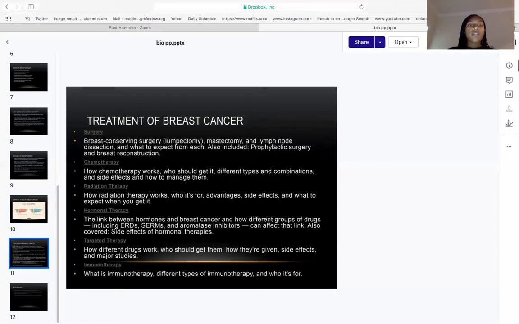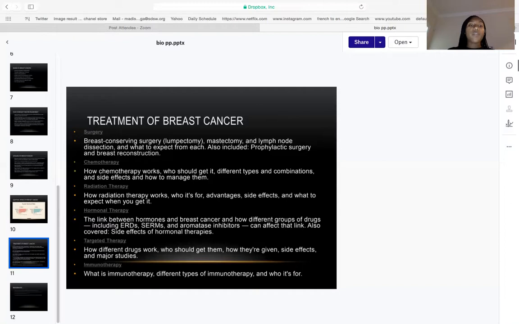Treatment of breast cancer. Surgery, breast-conserving surgery, mastectomy, a lymph node dissection, and what to expect from each, also included are prophylactic surgery and breast reconstruction. Chemotherapy, how chemotherapy works, who should get it, different types and combinations and side effects, and how to manage them. Radiation therapy, how radiation therapy works, who it's for, advantages, side effects, and what to expect when you get it.